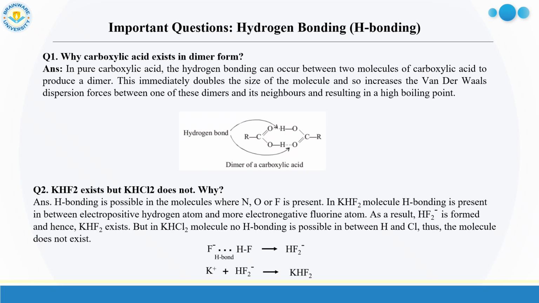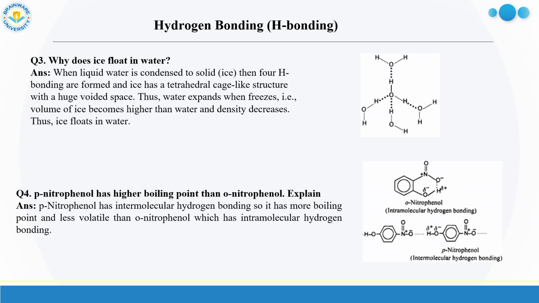Question number 2. KHF2 exists but KHCl2 does not. Why? Hydrogen bonding is possible in molecules where nitrogen, oxygen and fluorine are present. In the KHF2 molecule, hydrogen bonding is present between the electropositive hydrogen atom and the more electronegative fluorine atom. As a result, HF2 minus is formed. Hence, KHF2 exists, but the KHCl2 molecule does not exist because there is no possibility of formation of hydrogen bonding between hydrogen and chlorine atom.